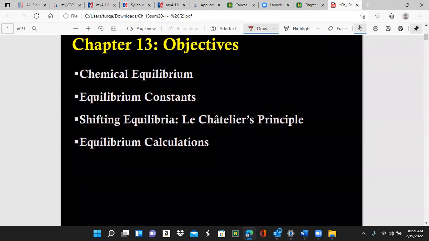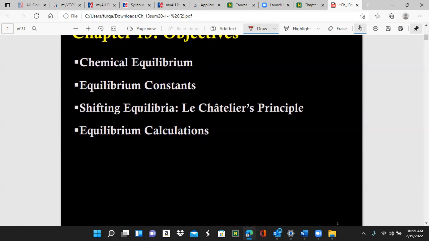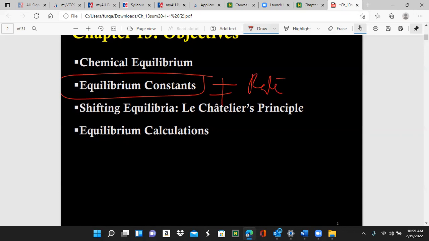So for chemical equilibrium, there is a concept of equilibrium constant. Remember that this is equilibrium constant, not rate constant. The rate constant story is done with the kinetics. Equilibrium is all about the equilibrium constant, which is capital K. This was small k, like this. So keep that difference in your mind.